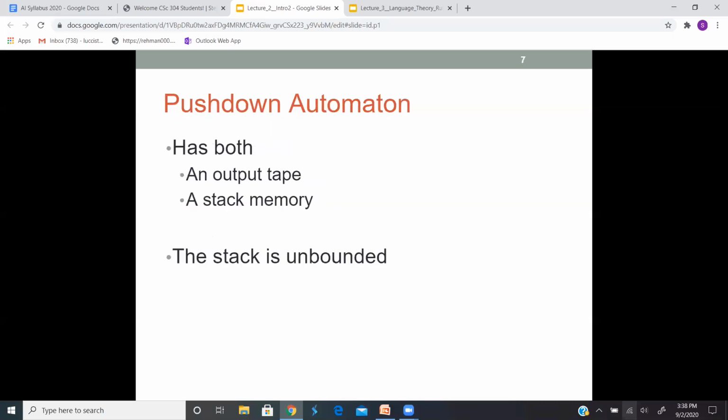So a push-down automaton has two kinds of memory. You've got an output tape and you've got a stack memory. The stack is unbounded. And again, I like to go through the course quickly. I know we had 4 40-minute disasters in the past, but you know what I mean. And then we obviously will have more detail later on. So it's the stack that's unbounded.